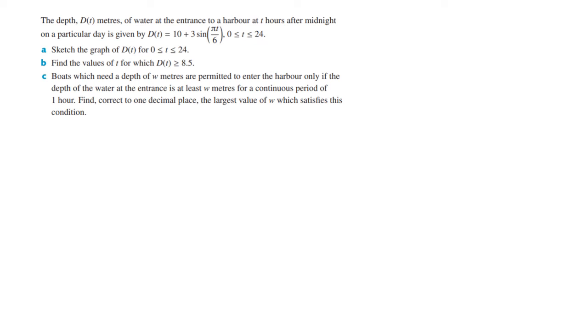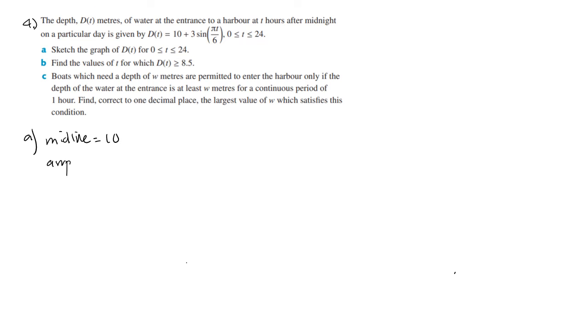Now here's question 4. It's the last question. Question 4 says the depth d(t) meters of water at the entrance to a harbor at t hours after midnight on a particular day is given by d(t) equals 10 plus 3 sine pi t over 6, where t is between 0 and 24. So sketch the graph of d(t) for t between 0 and 24. Sketch. Midline. Midline is 10. Just add it to the graph.